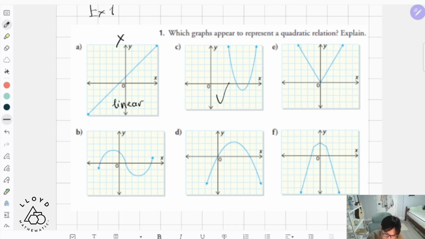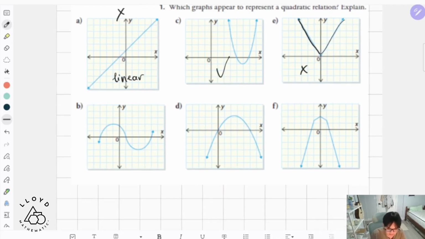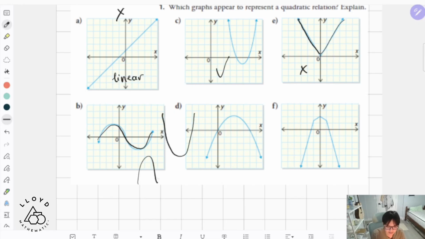But in this one, it has a V shape like this. It's not the same U shape like what we learned, right? So this one is not. I give it an X. And this one is not a quadratic relation because a quadratic relation needs to be facing upward like this or this. It will not be like this one. So this one is not.